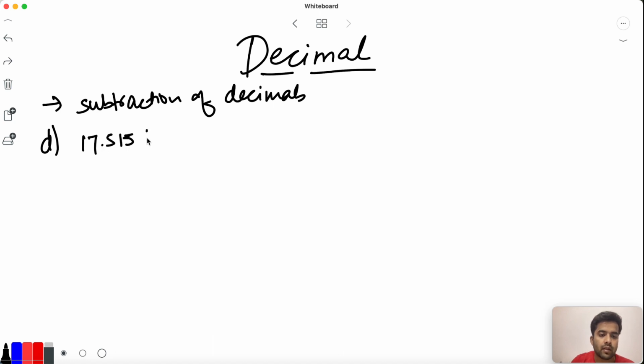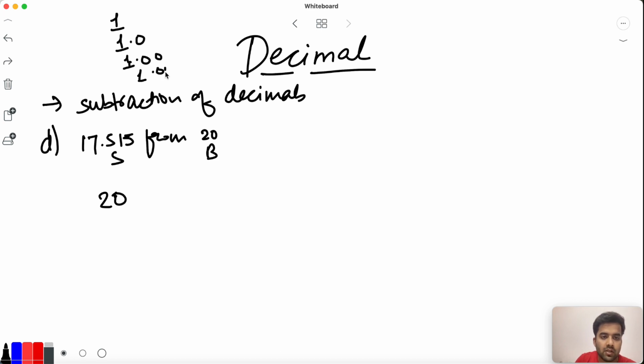Now assume we have 17.515 from 20. Only 20 is there. Assume this kind of question will come. Now after the "from" part, this will be the bigger, this will be smaller. So put 20. See, if you write 1, or 1.0, or 1.00, or 1.0000, anytime, all are the same. So here from 20, no decimal is there, so don't confuse. Just check the first number. After the decimal, how many digits are there? 3. So after the decimal, just put 3 zeros to make the area filled.